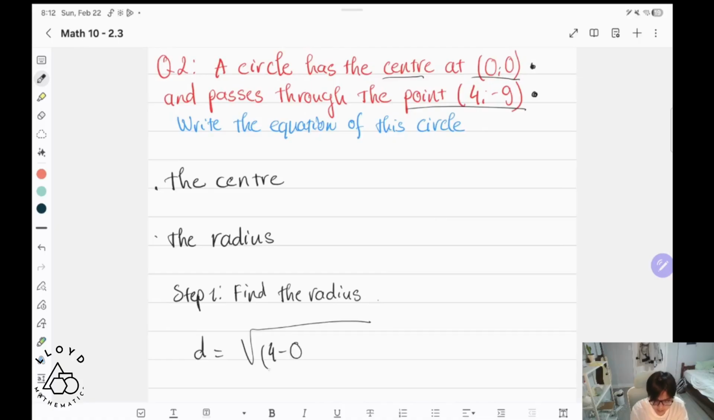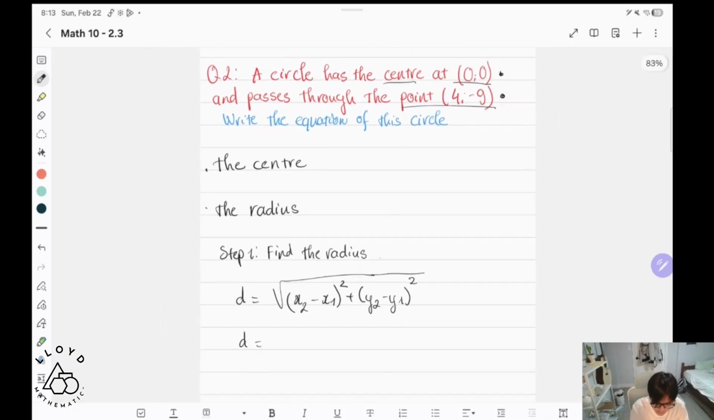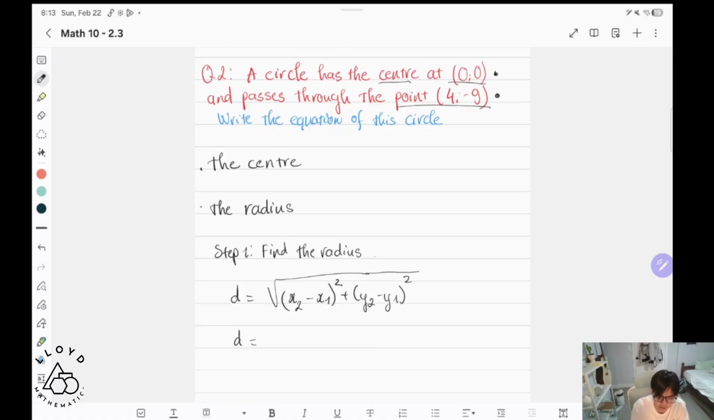I will put the formula: x2 minus x1 squared, plus y2 minus y1 also squared, right? x1 and y1 are the coordinates of the first point, and x2 and y2 are the coordinates of the second point. So in this, I will replace x2 and y2 with 4 and -9, and x1 and y1 are 0, 0. So this will be the radical of 4 minus 0 squared and -9 minus 0 squared.